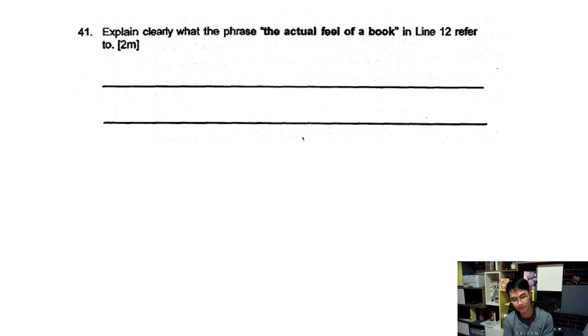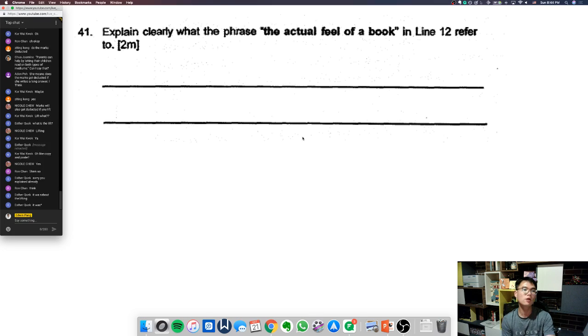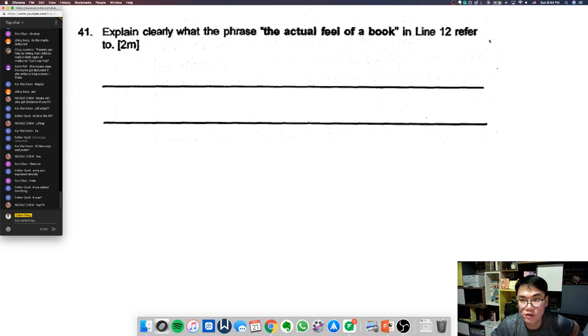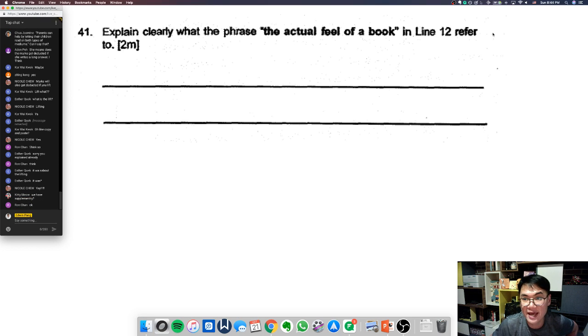So last question, 41. Explain clearly what the phrase, the actual feel of a book in line 12 refers to. And here, there is a mistake with refer. They should be refers, right? What the phrase? One puts S after the verb.